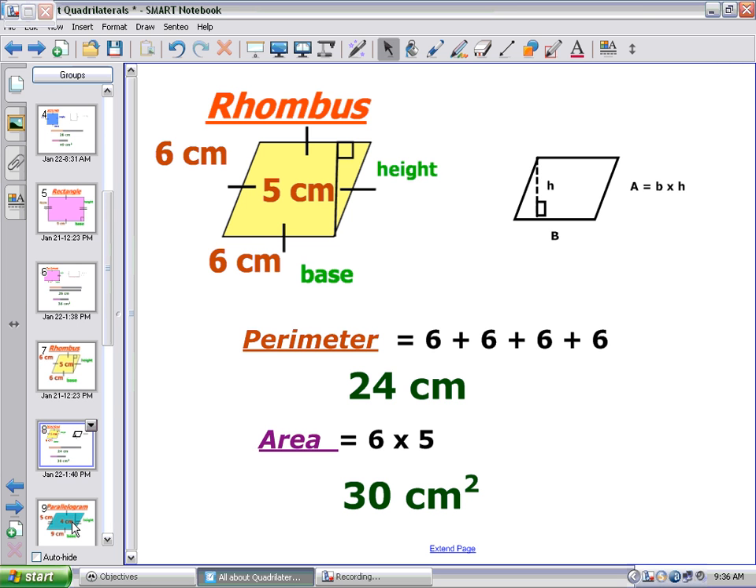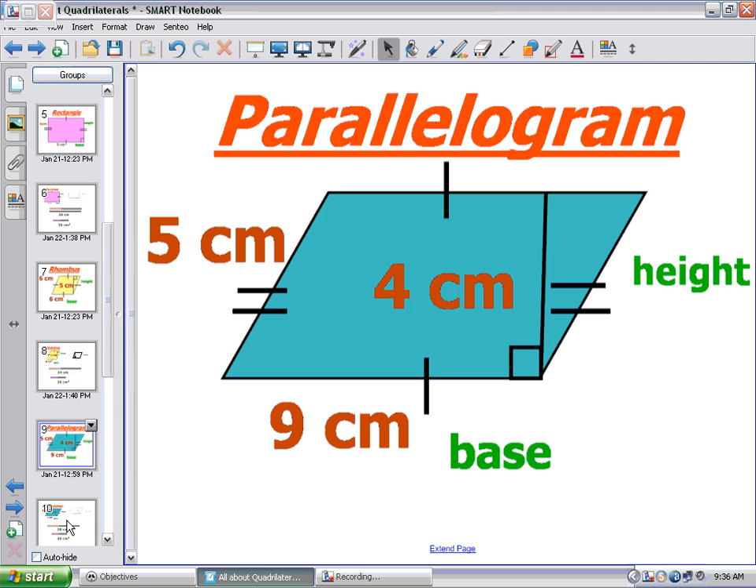Now I'm going to piggyback on the rhombus to get to my fourth shape in the family, which is the parallelogram. The parallelogram, like the rhombus, has a similar look, except the parallelogram is more like the rectangle as the rhombus was more like the square. The parallelogram has similar properties to a rectangle. For instance, if the left side is 5 centimeters, that means the right side is 5 centimeters. If the bottom is 9 centimeters, that means the top has to be 9 centimeters.